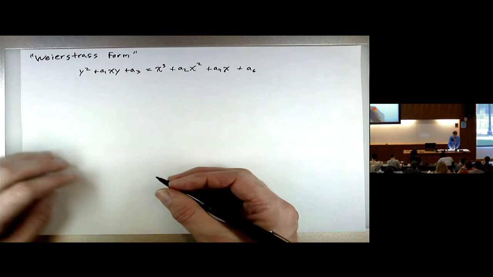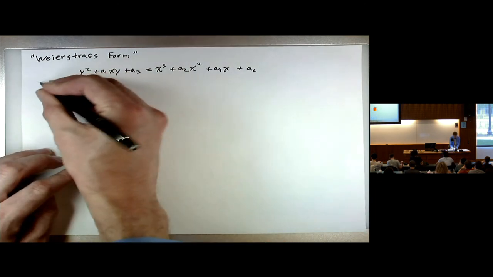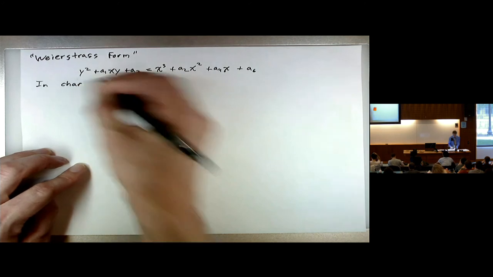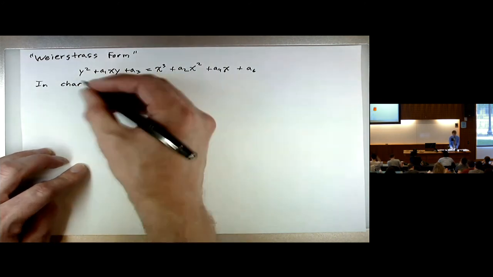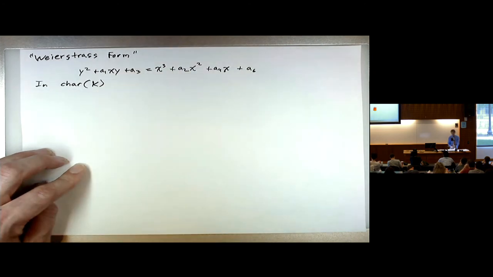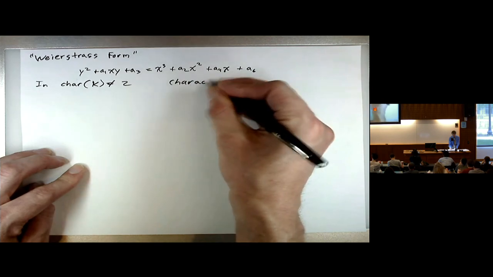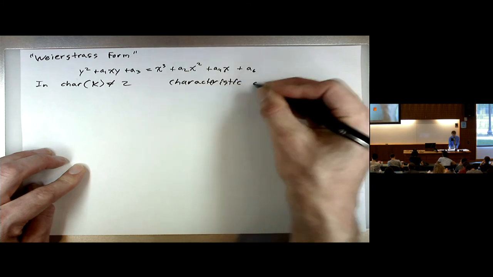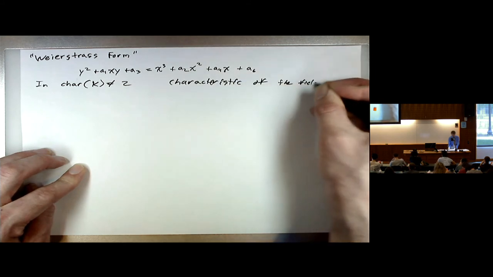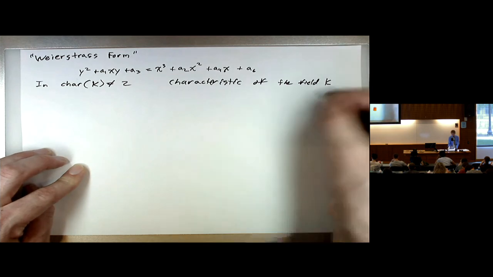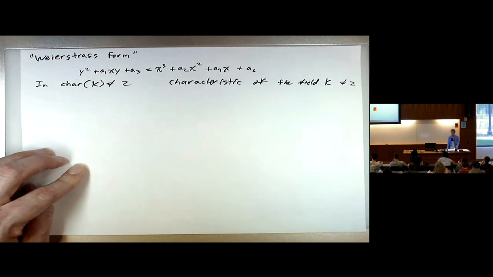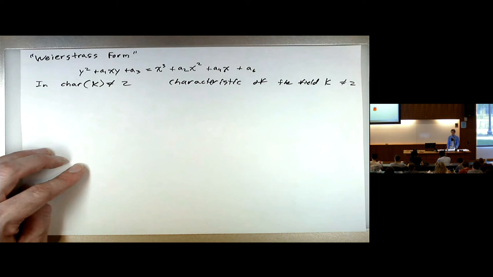So let's see here. If we don't have characteristic 2, and I'm going to use the abbreviation char K for the characteristic of the field K, not equal to 0. The reason we use K for a field, in case you don't know, is from the German word Körper, which means actually body, not field. But it's the word they use to mean what we mean by field.